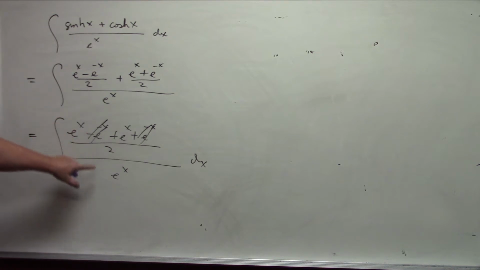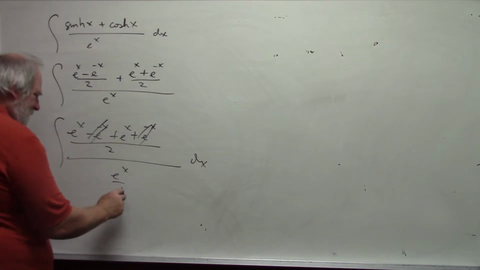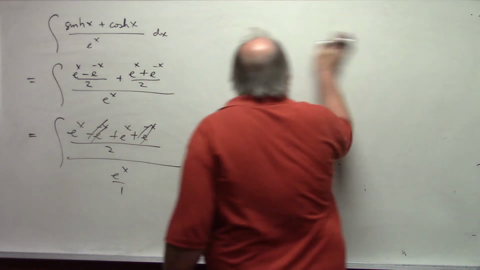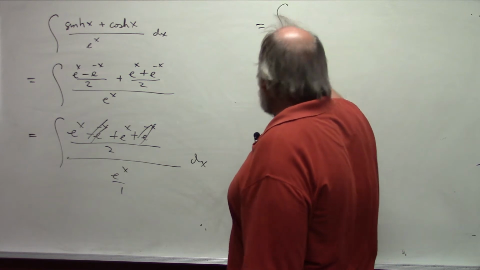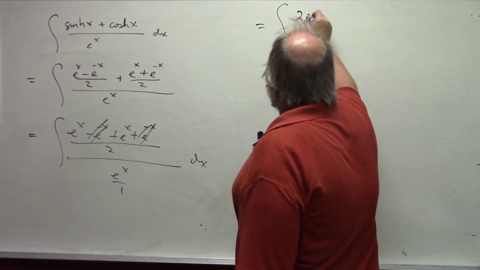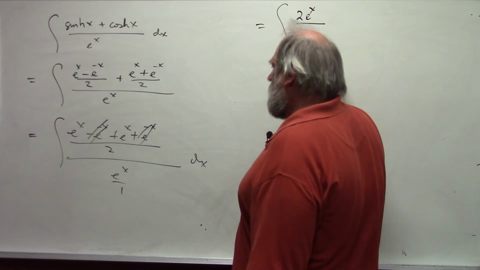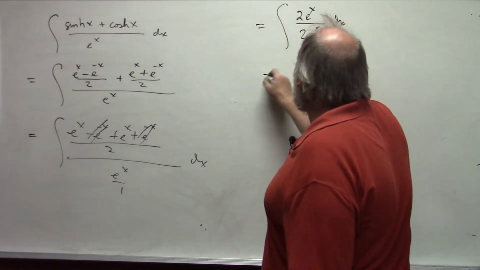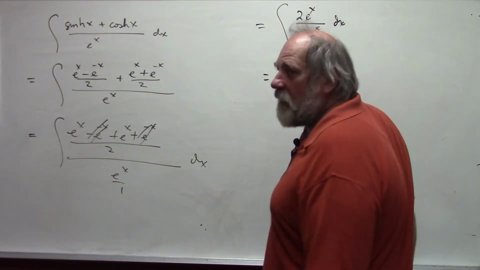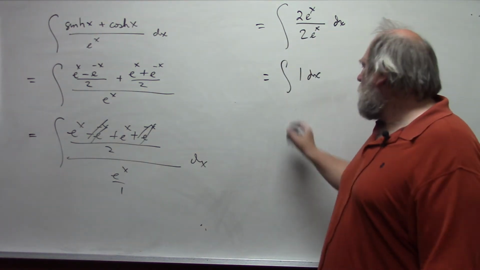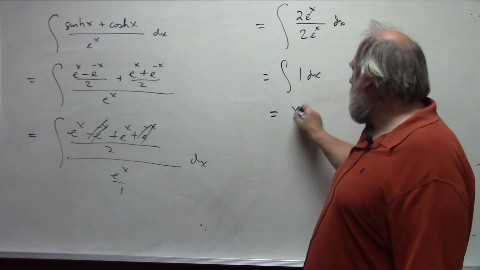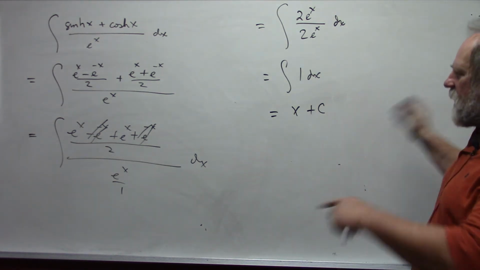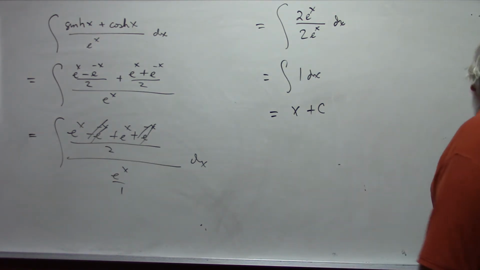And now I have a fraction divided by e to the x. Think of this as multiplied by the reciprocal. And so this ends up being 2e to the x over 2e to the x, or just the integral of 1 dx. Very, very simple. Now, this antiderivative is x plus c. The algebra makes everything just about go away.